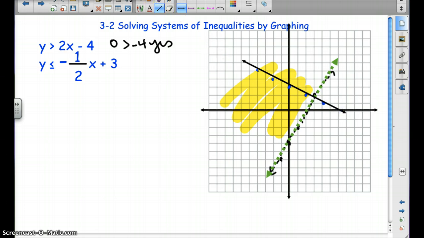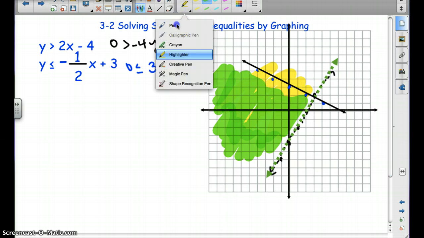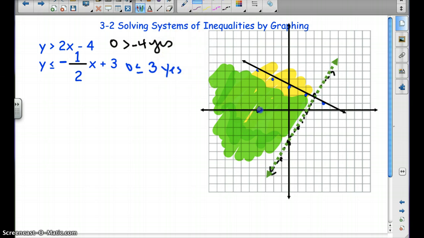And here I'm going to choose 0, 0. So is 0 less than or equal to 0 plus 3? So that's 3. And that is yes. So I'm going to highlight that portion. So now you see where they overlap? Right in this section here. So this is where my solution is. So that's how I'm going to do these problems. And you can always check by picking a solution in your shaded region and checking to make sure it works for both. So let's try another one.